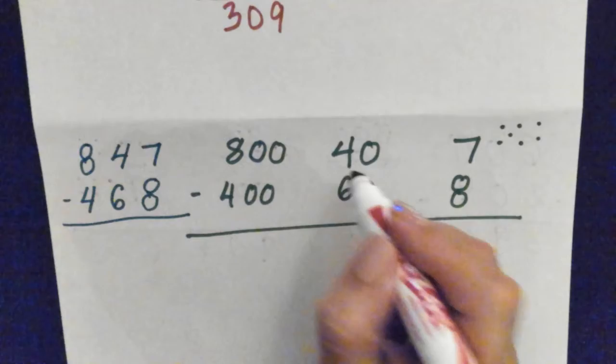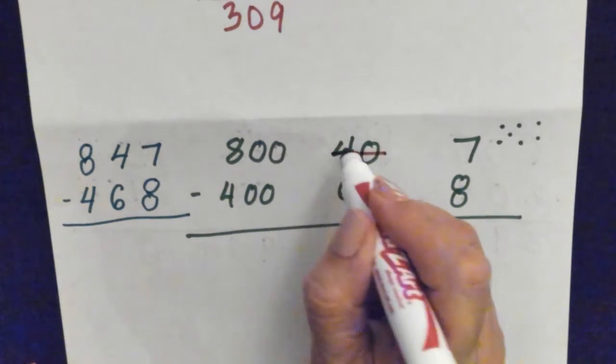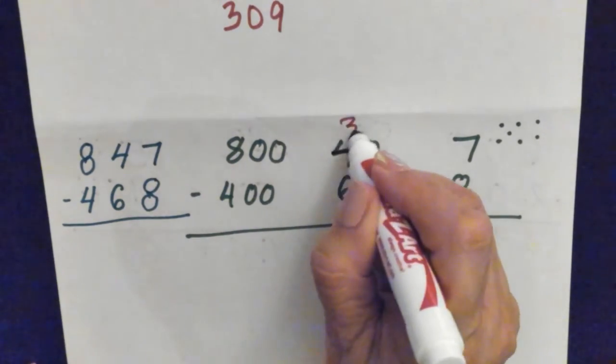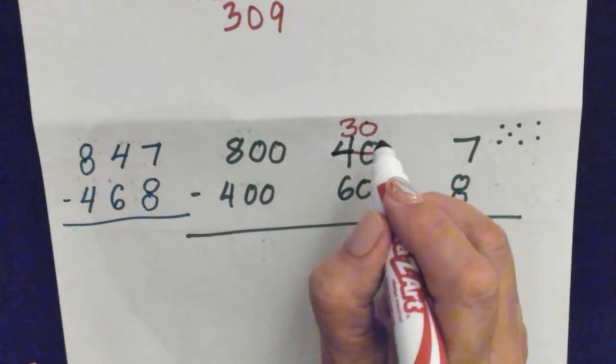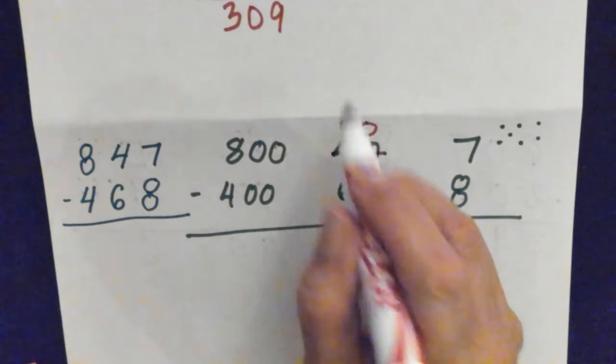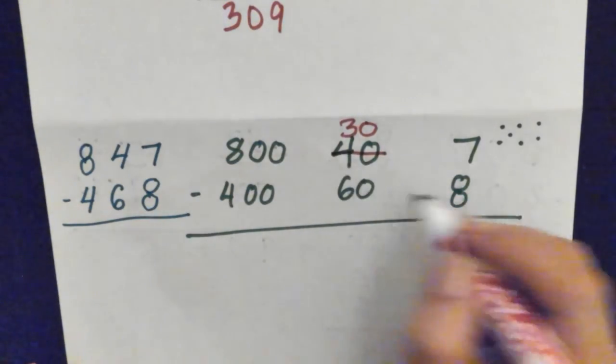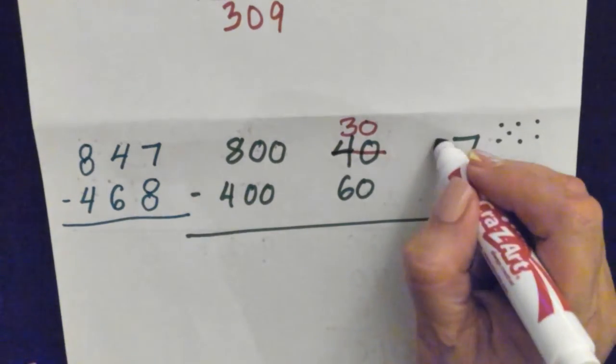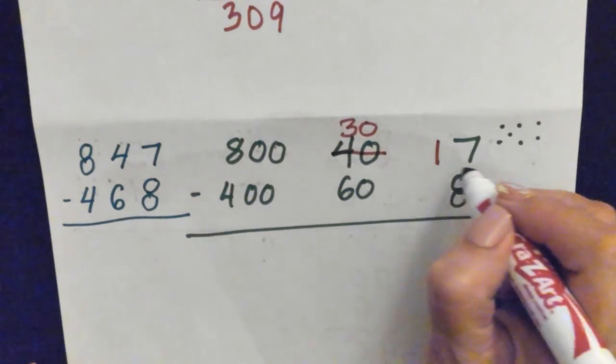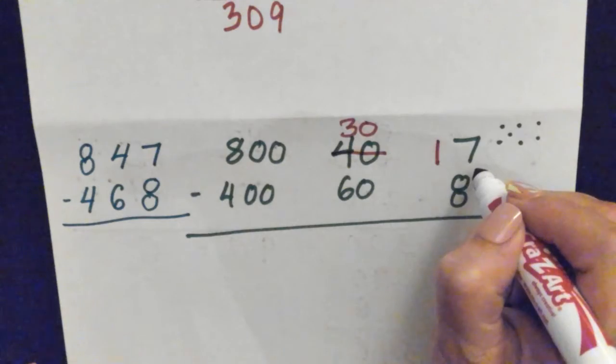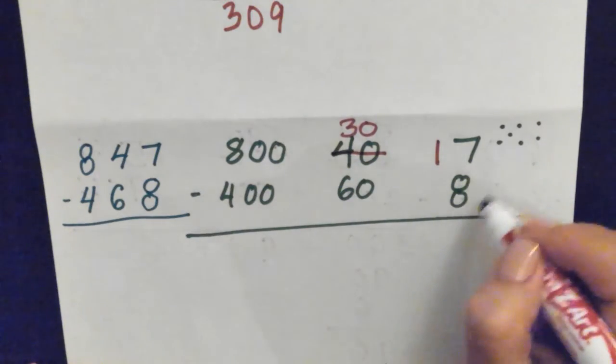Anyway, so we have to borrow 10. So 40 minus 10 is 30. That's why it was very important for you to learn that in 2nd grade with the hundreds chart. Okay, now I'm going to put the 10 over here because 10 plus 7 is 17. Remember that. Now I can subtract.